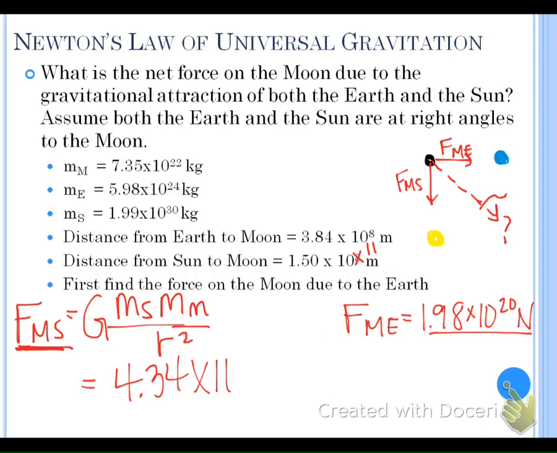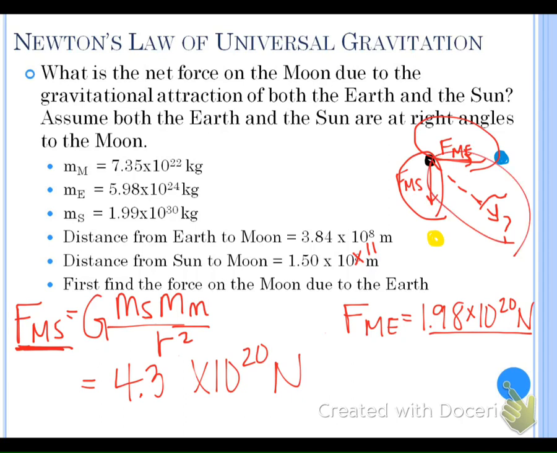4.34 times 10 to the 20th. Is that pretty close? Or just 4.3? Somewhere around there? Okay. So are we clear up to this point? Yes, no, kind of? Okay, so we've done our first two steps. We found this vector, and we found this vector. Now we need to find our resultant.